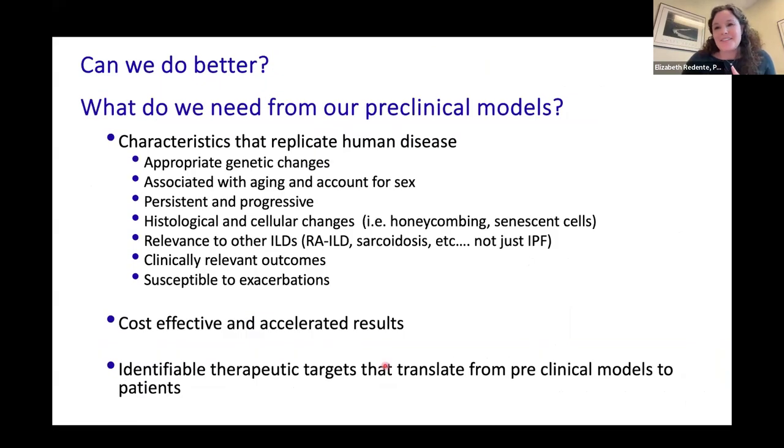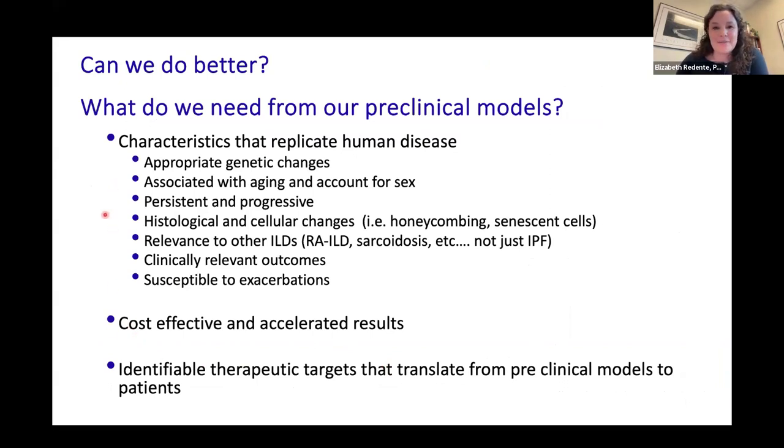So I think what this sets the stage for after looking at the single dose model and thinking about this meta-analysis is this question of, can we do better? And what do we really need from our preclinical models to do better? And I think this is just a short list of things we can think about.